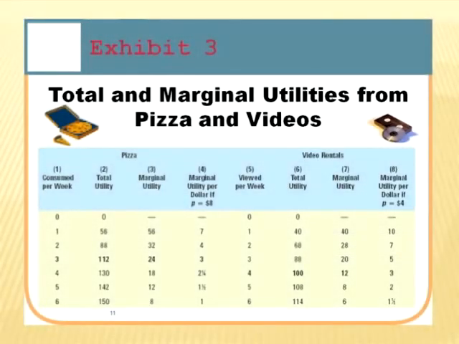Now, our way of choosing is we're going to choose the highest marginal utility per dollar. In determining whether we want to buy pizza first or videos first, we simply look to see which one gives us the most satisfaction per dollar. The first thing we're going to want to buy is a video, because it gives us 10 units of satisfaction per dollar. The first pizza only gives us 7 units of satisfaction per dollar.